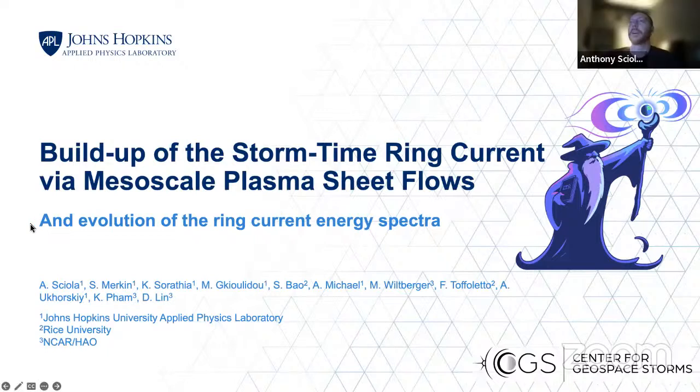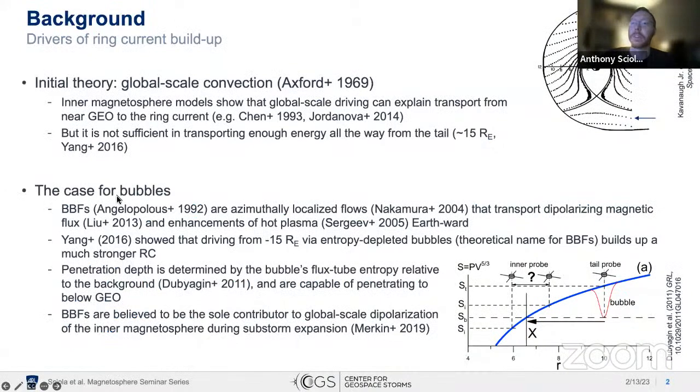Okay, so everyone knows that a major component of storms, now the zoom window is stuck on my other screen, okay, is the buildup of the storm time ring current. But it's still sort of up for debate exactly how that plasma and the energy gets transported from the tail side reconnection region all the way to the ring current. And so it was initially thought that that was done through global scale convection. You have this global scale electric field that convects everything inwards.